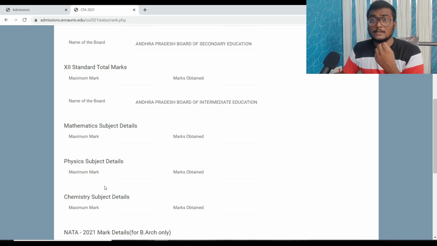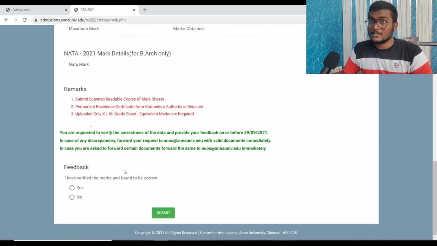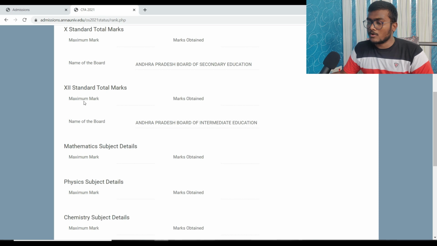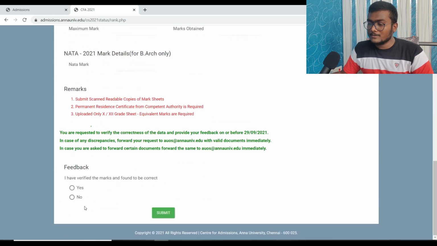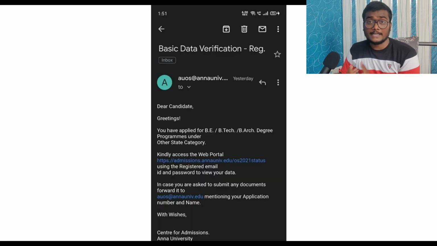He said, dear sir, I have uploaded the marks during the application, so why are these marks blank here? What feedback should I submit? Of course, here his marks are not given. How can he say my marks are correct? So in that case he should submit the feedback as no and click on submit. Everyone must submit this feedback before today. That is the important thing. And see, he has already submitted a mail to them.